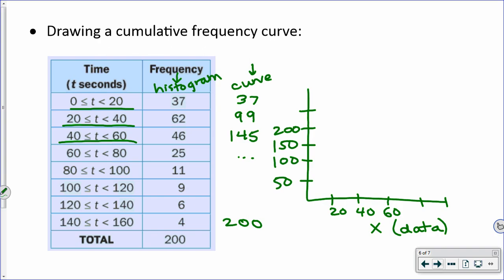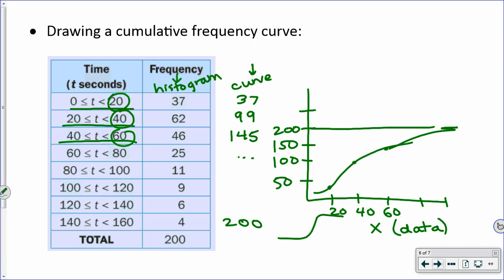We're going to put a point above the 20 for the first upper boundary at 37. The next point would be above 40 at 99. The next point would be above 60 at 145. And then you're going to get basically this nice shape that looks like an ogive. Okay, so something like that, where it's gradual at the bottom, it's steeper in the middle rather, and then it is gradual again at the end when you plot a cumulative frequency curve. And the top, of course, should line up with the total frequency of 200.